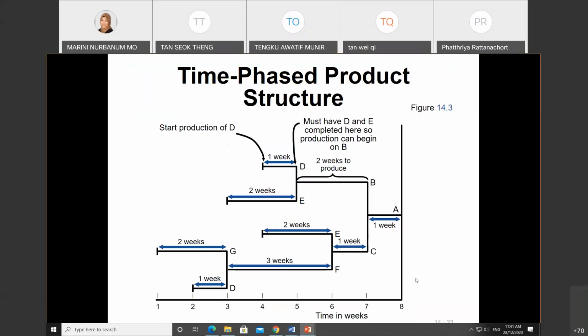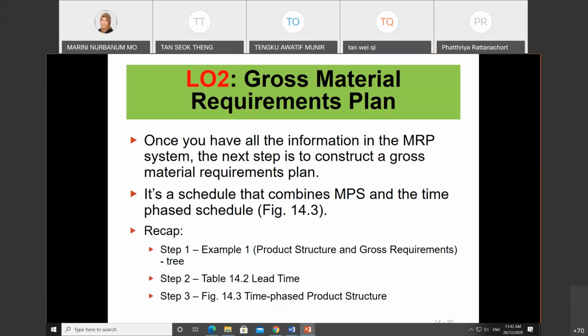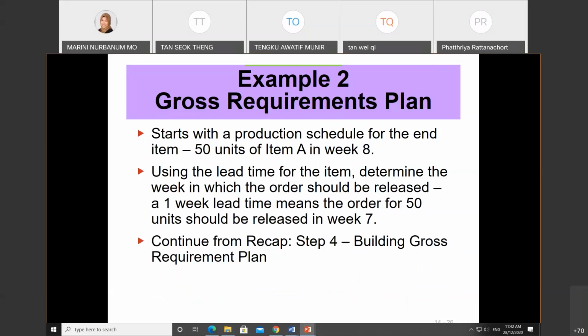Okay, so we include the time element in this product structure. The first product structure, basically, has no time requirement. We are just given the product structure, and then we have to figure out what the gross requirements are, what the numbers are, how much material we need for each component. Okay, so very straightforward. Right, so we have the information given here.